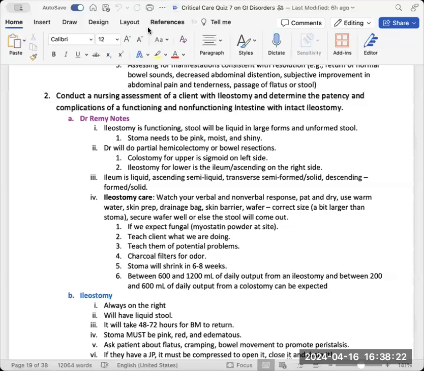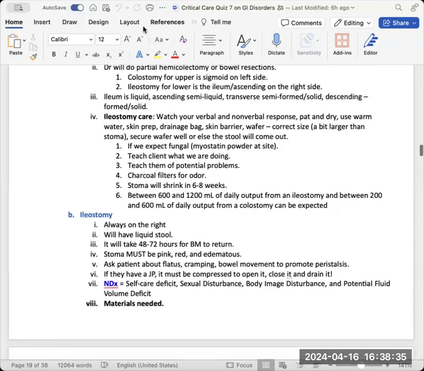We should also be careful of our verbal and nonverbal responses because that could have an impact on the patient. They might feel a certain way if we look at them funny. There's antifungal powder if they have a fungal infection due to the ileostomy; we can give nystatin powder at the site. We should be teaching about what we're doing, what potential complications they should watch for, and how to correctly do the skin care and prep, all of that.